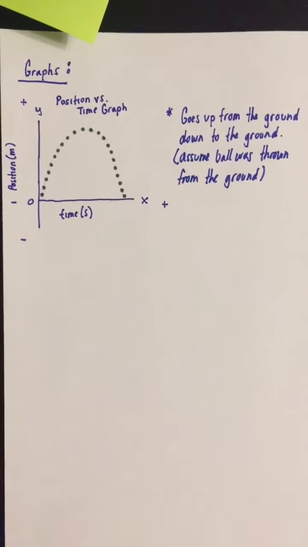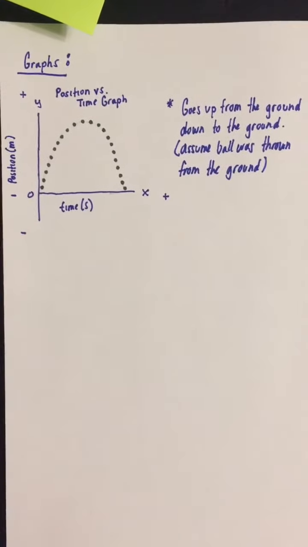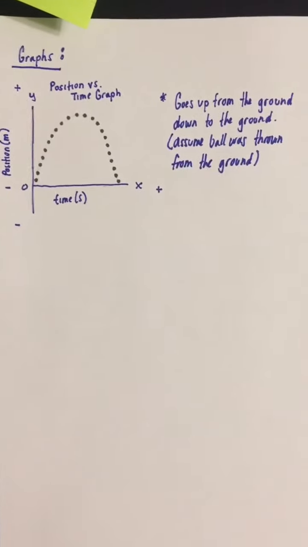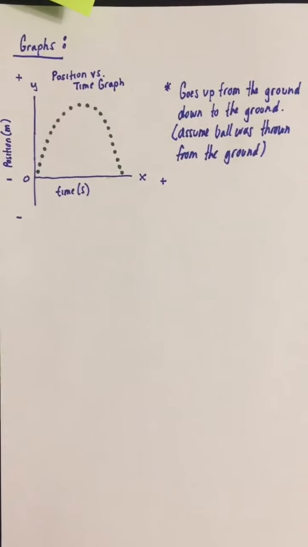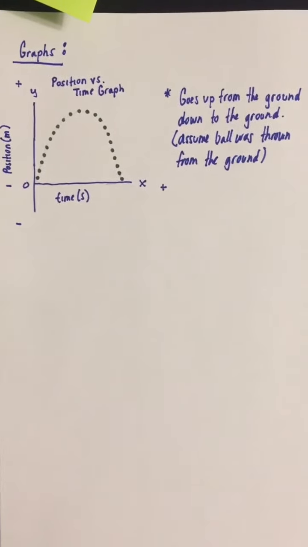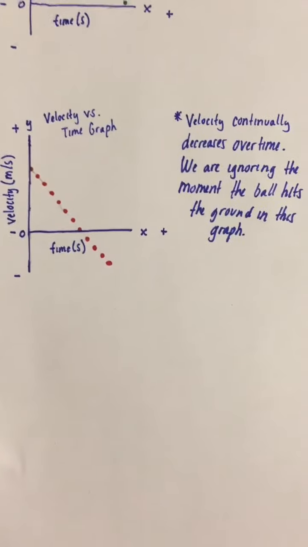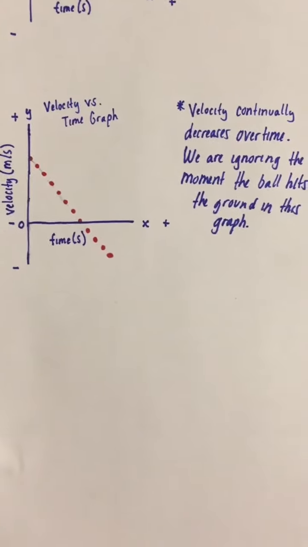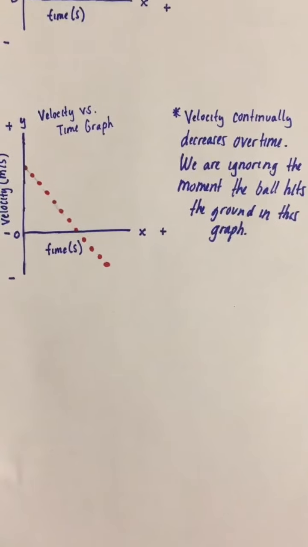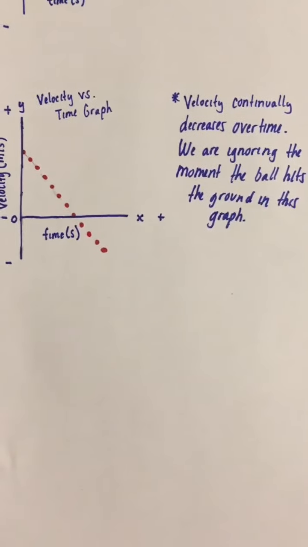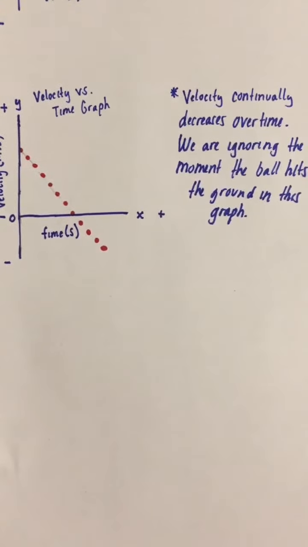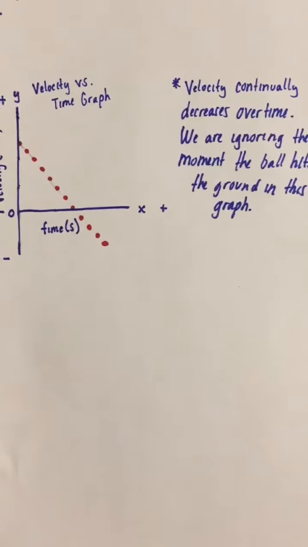This is the position versus time graph for the ball. It goes up from the ground and down to the ground again. Let's assume the ball was thrown from the ground. This is the velocity versus time graph for the ball. The velocity continually decreases over time. We're also ignoring the moment of impact when the ball hits the ground, in this graph. Yay, problem solved! On to the next chapter.